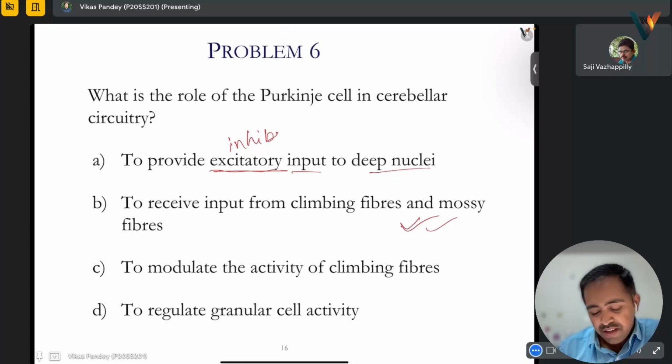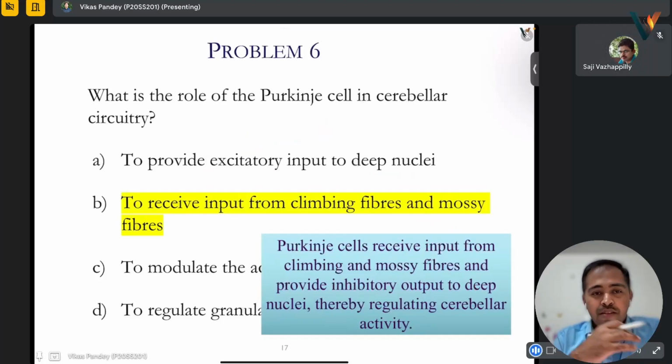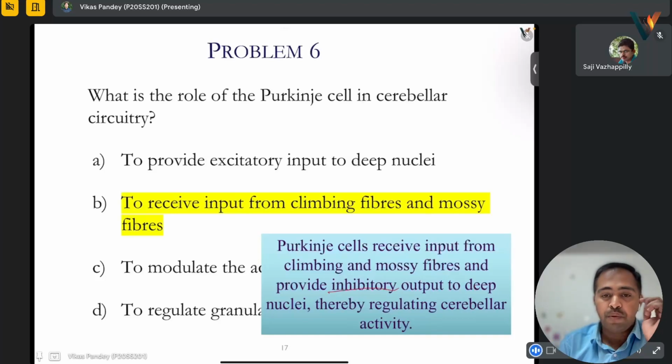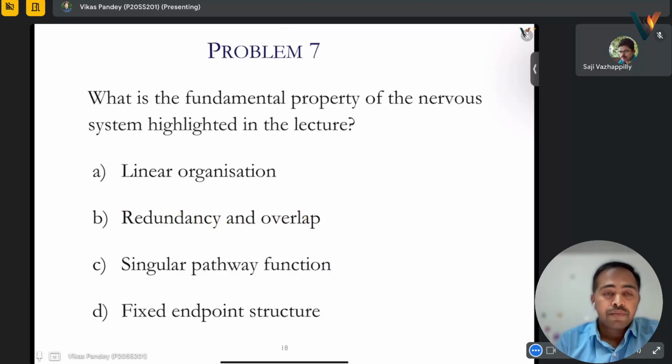It is inhibitory in nature, not excitatory. So that word has only been changed. So they receive input from the climbing and mossy fiber and provide inhibitory output to deep nuclei, thereby regulating the cerebellar activity.